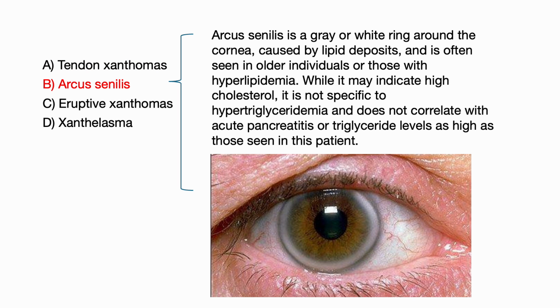Arcus senilis is a gray or white ring around the cornea caused by lipid deposits and is often seen in older patients or those with hyperlipidemia. While it may indicate high cholesterol, it is not specific to hypertriglyceridemia and does not correlate with acute pancreatitis or triglyceride levels as high as those seen in this patient.